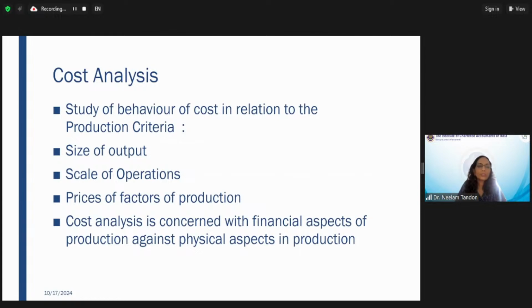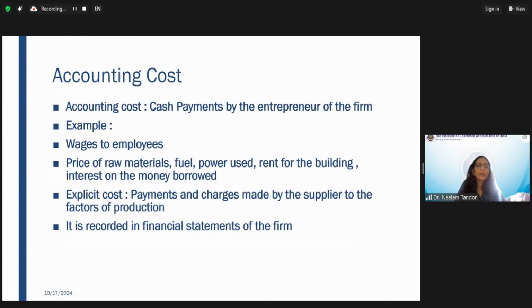This chapter is about cost, why cost is important, and what is the difference between production function and cost function. Production function is about physical aspects and cost function is about financial aspects. Then what is the difference between accounting cost and economic cost? Why do accountants take care of only accounting cost, and when we talk about economics, why do we talk about economic cost? Why does it happen that economic profit can be less than the accounting profit?